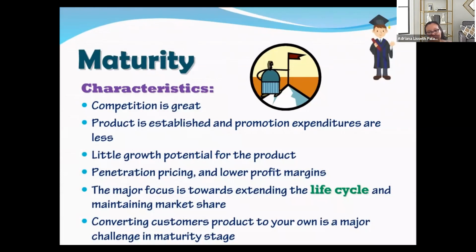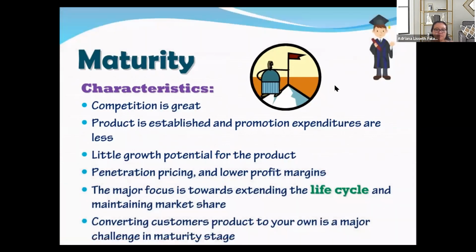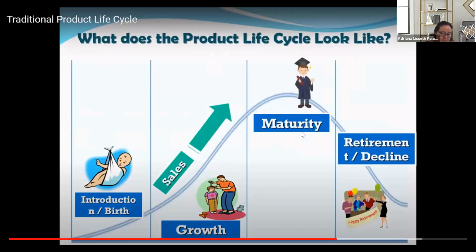You're going to focus towards extending that life cycle, extending this stage, especially because you want to, again, maintain market share and capture all of those consumer dollars. And you want to convert any customers who are out there in the market that you operate in to your own product, so away from your competitors' products, so that you can, again, take in more and more profits.